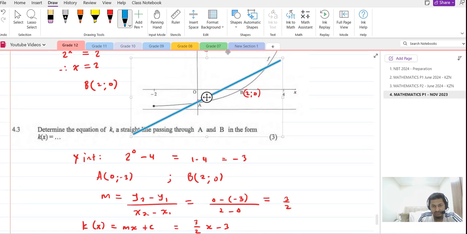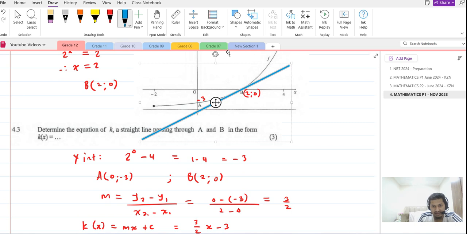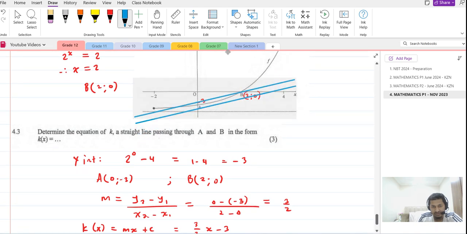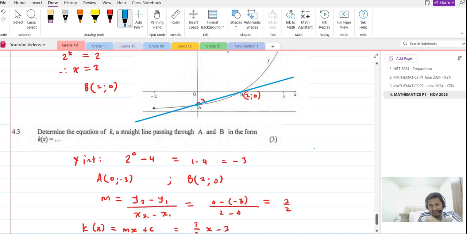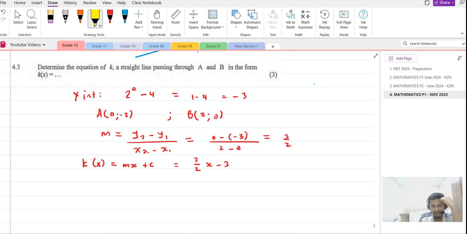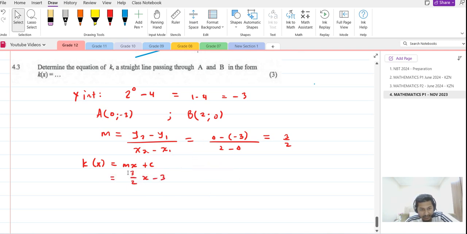As you see, the equation of that line is passing through the y-intercept -3 and is passing through 2. You can also check the gradient like this: you're going up 3 units and across 2, rise over run, 3 over 2. So I've got my equation: 3 over 2 x minus 3. Let's write it below this. Next question.